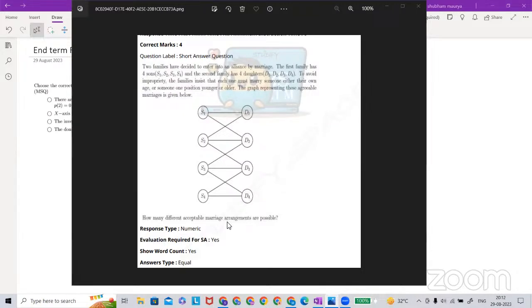Like here is S3. Actually, my approach was the number of edges that are there. So how many edges are there?